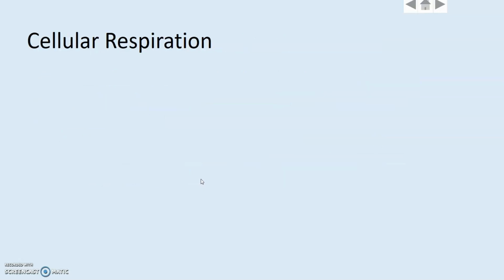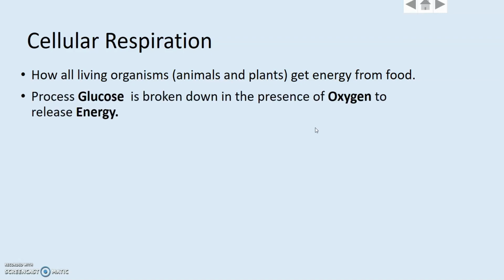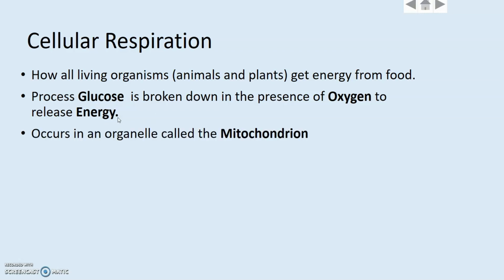The second topic is cellular respiration, and it's how living organisms, all plants and animals, get energy from their food. The process involves glucose breaking down in the presence of oxygen to release energy. It occurs in a little organelle in all animal and plant cells called a mitochondrion.